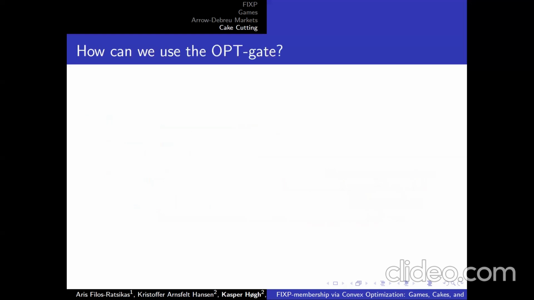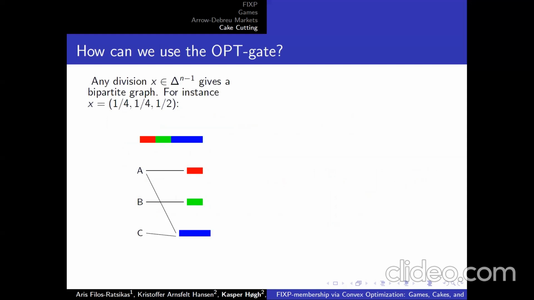So how can we use the algebraic circuits to show FIXP membership? The first thing to notice is that any division in the simplex gives a bipartite graph as follows. If we have the point a quarter, a half, and so on, then we get the following division of the cake that I've tried to draw here. And then here there are three agents A, B, and C. Now what we do is we draw edges between the players and the pieces that they prefer. So here player A will prefer the red and the blue piece, and B will prefer the green piece.